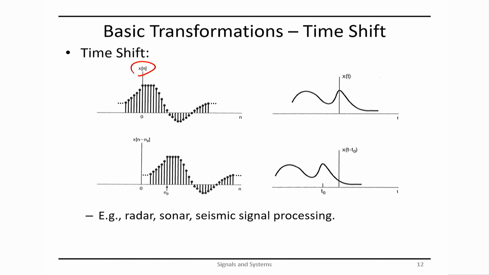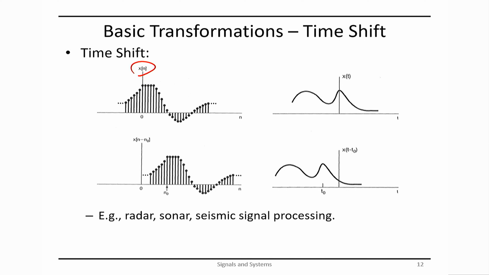Now, performing a time shift, moving this signal to the right by a certain amount, let's say n naught, corresponds to a transformation of the independent variable equal to n minus n naught, okay? So this is saying that if your original signal x of n looks like this, then the signal x of n minus n naught, this signal with a time shift transformation, will correspond to the signal shifted to the right by n naught, assuming n naught is positive, okay?